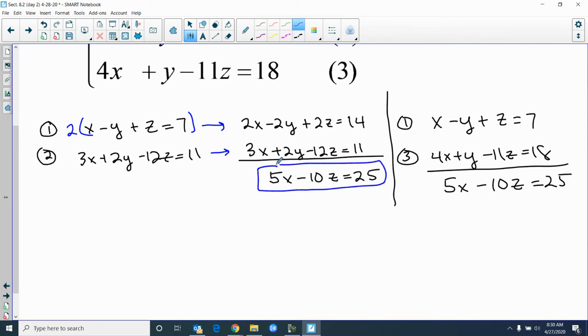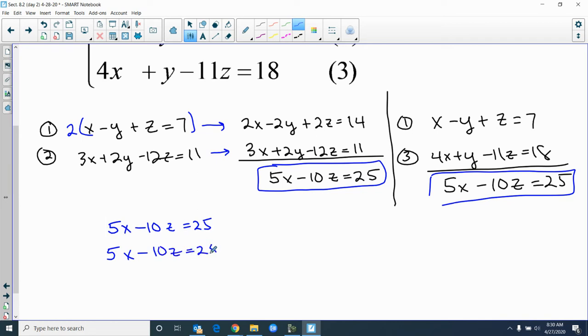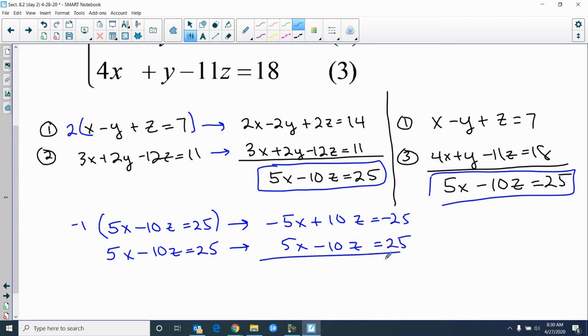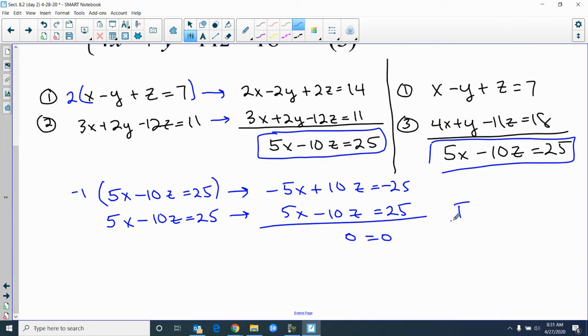Okay, what do I notice? Got the exact same thing. I get 5x minus 10z equals 25. It's not always going to work out exactly this way, so you don't need to go through these steps if you recognize this. But just in case it's not exactly the same, what's going to happen when we add these two together is they're going to add up, and you're going to get 0 equals 0. Infinitely many solutions. Okay, we are not done.